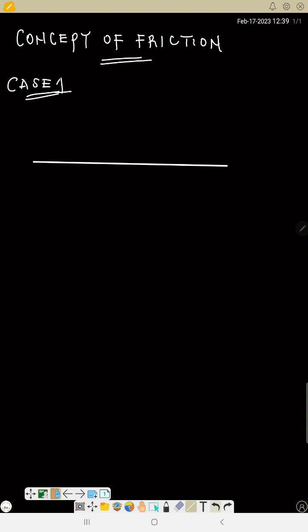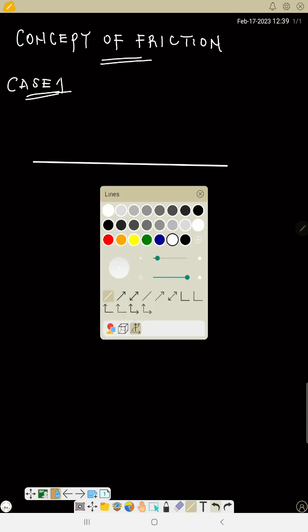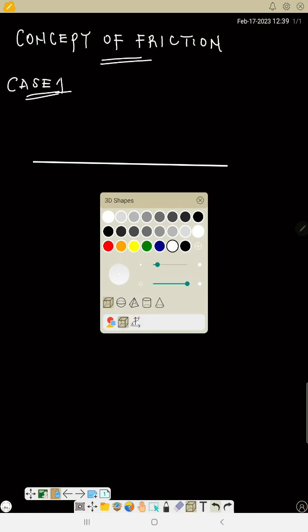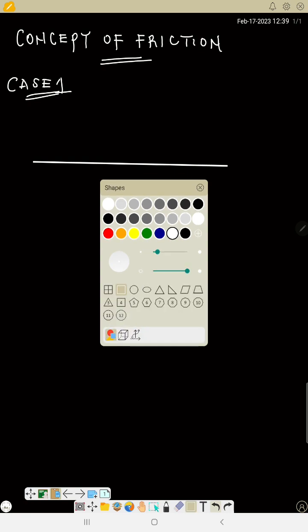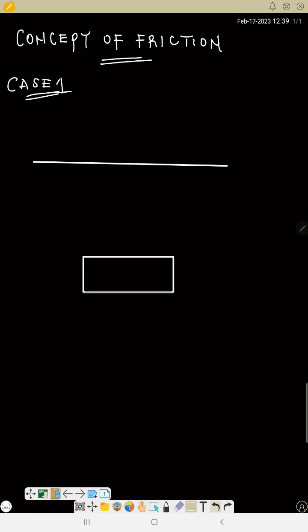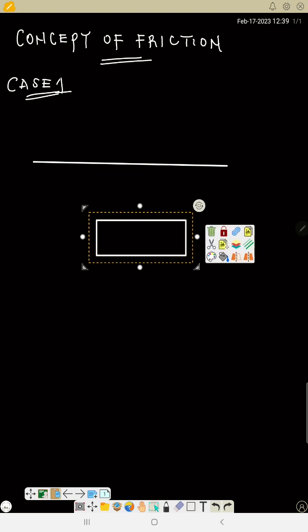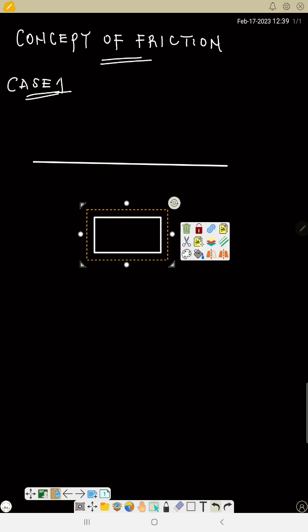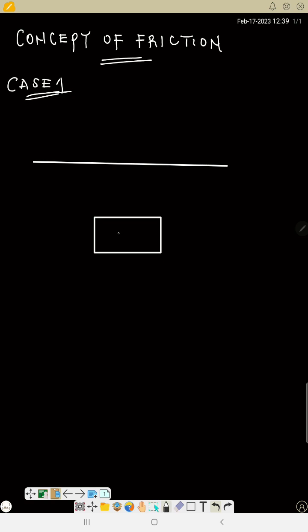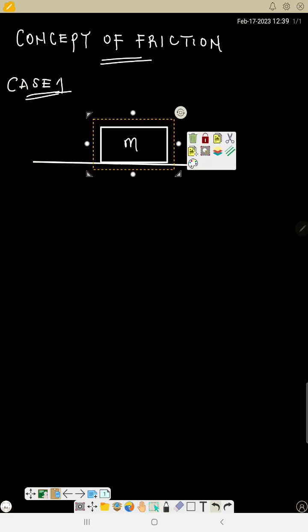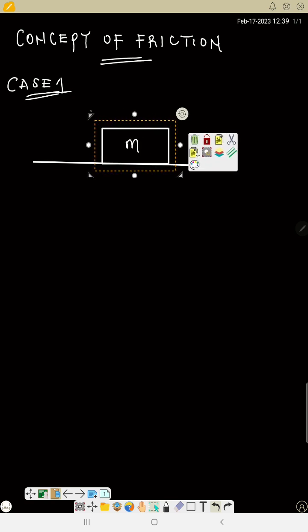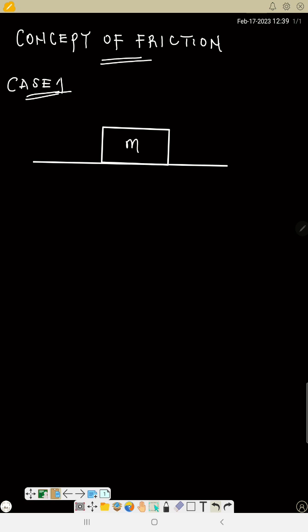Then I place an object. So if I place an object on it, let's say this object has a mass of m. So this block, let's say, is a block of mass m. Now if I place this block on this surface, it should be something like this. So I place it on the surface.